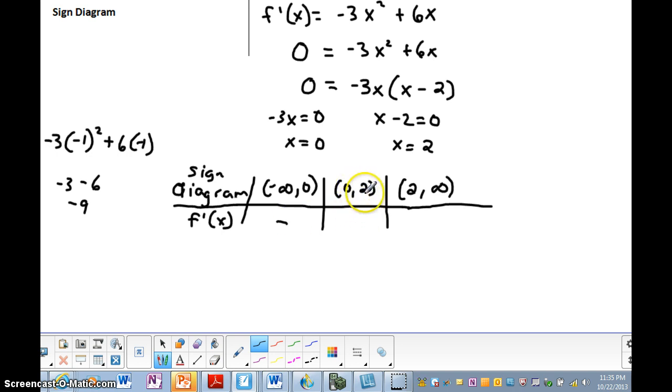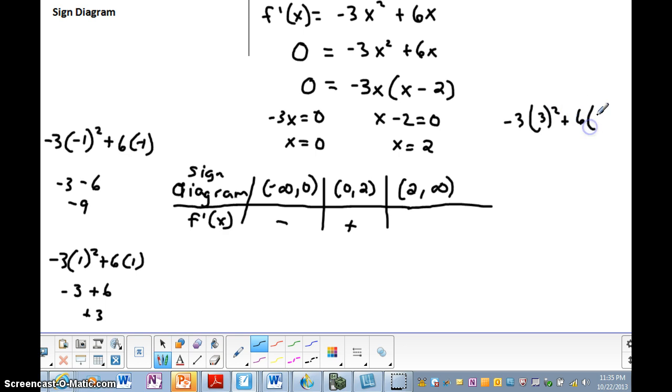Let's plug in a value into the derivative in between 0 and 2. So in this case, I'll plug in 1 again. That's a pretty easy number to plug in. And I will get -3 plus 6, and that's a positive value. So I know here my function is increasing. And then in my last section here, let's plug in a 3. Okay, and here we're actually going to get a negative if we finish that out. That's clearly going to be a negative number. So here we'll see that our function is decreasing because our slope is negative.